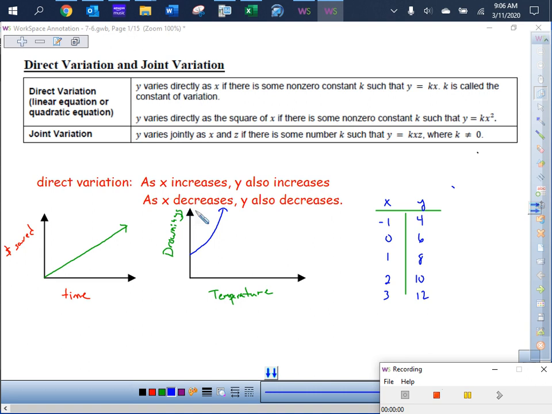Here in Kansas, if it's 0 degrees outside, I'll bet very few people drown. It can happen, people get on the ice and they break through, but not nearly as often as when it's like 95, 100 degrees. So you can see it in a table. Tell me about the x's as I go. Are they getting bigger or are they getting smaller? Bigger. What are the y's doing as we go the same direction, bigger or smaller? As x gets bigger, y gets bigger. That's a direct variation. Cool.